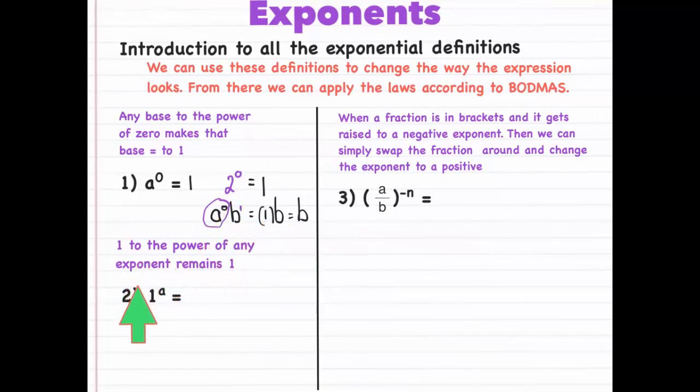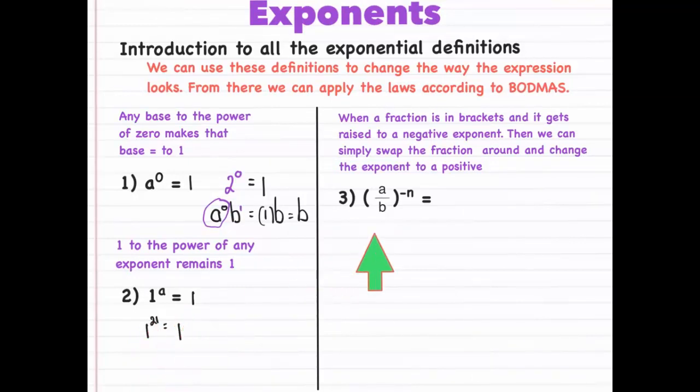Now, our next definition. 1 to the power of any exponent remains a 1. So 1 to the power of a, well, it stays 1, because a can be any exponent. Now let's look at another example. 1 to the power of, let's say 21, that is still equal to 1. Okay, so 1 to the power of anything remains a 1.